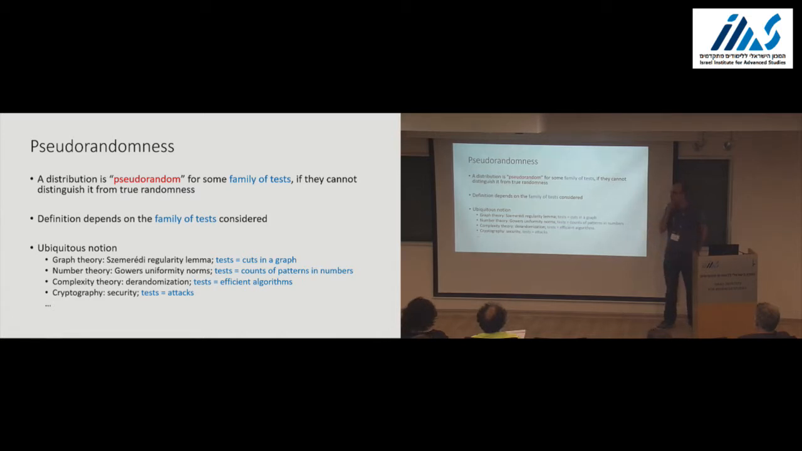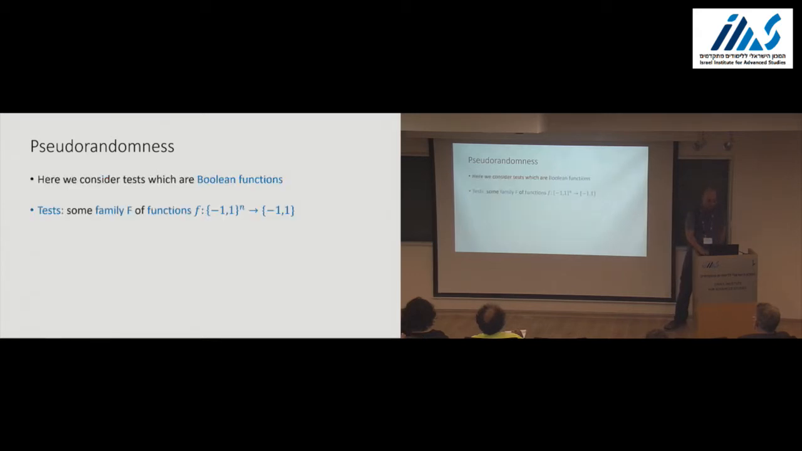And in computer science, if you want to try to de-randomize algorithms, the pseudo-randomness is with the tests being efficient algorithms and so on. So there are many different ways of defining pseudo-randomness, and it depends on the context you're trying to get. And here I'll be talking about a very specific context, where we're trying to fool some family of Boolean functions.